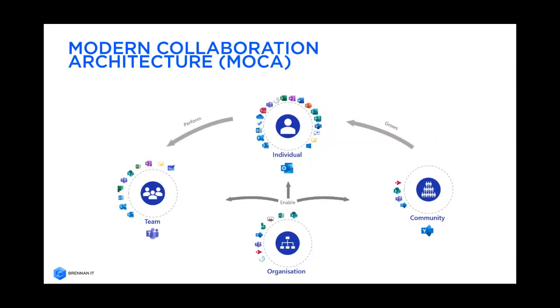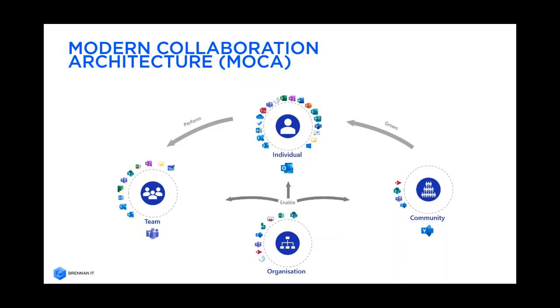So the goal of the modern workplace is to drive digital cultural change, and to achieve this you need to understand the dynamics that need to be addressed at the individual, team, community and organisation level. Microsoft has designed the modern collaboration architecture, or MOCA, to help with this. This framework shows how all the modern workplace tools integrate together to deliver a unified collaboration experience. And it also helps answer the question, which tool when, which is something that comes up a lot.